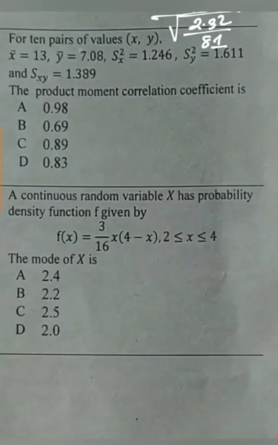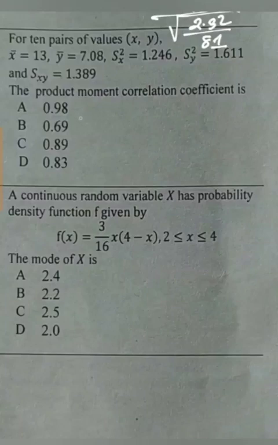In the next question, we have 10 pairs of values x, y, which are such that x bar equals 13, y bar equals 7.08, the variance of x equals 1.246, the variance of y equals 1.611, and the covariance of xy equals 1.389. The product moment correlation coefficient is, and we have these options.